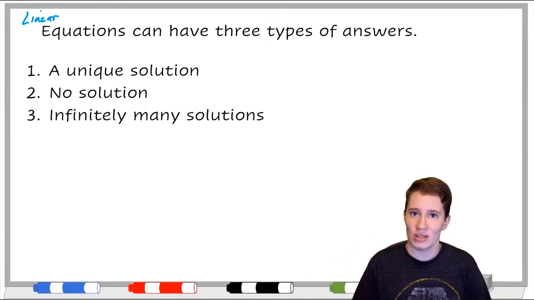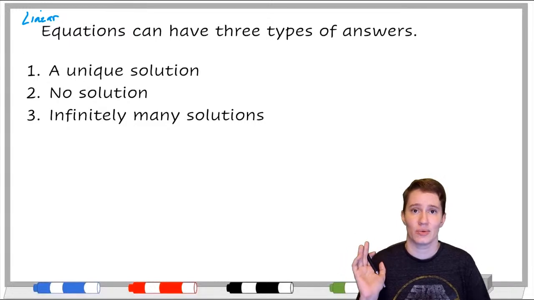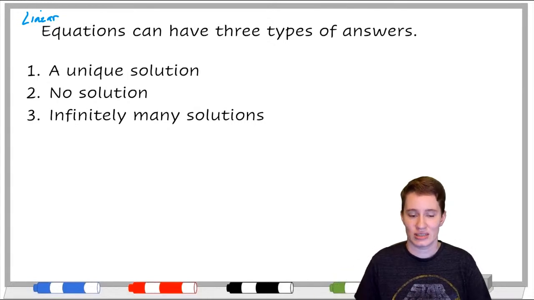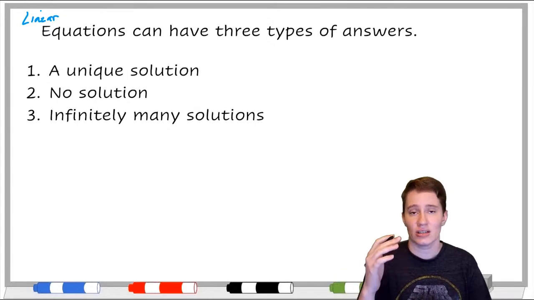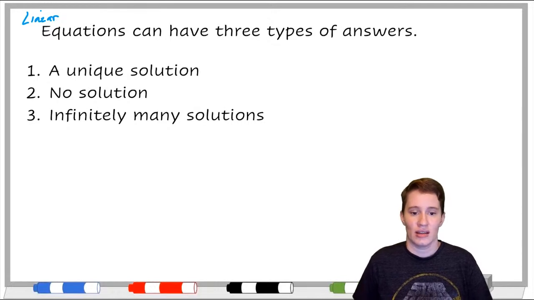When we're solving equations, we're trying to get solutions. So if we don't get a unique solution, we could get no solution at all. There's nothing that works for that equation. That's going to happen to us, and we're going to see how that happens. And the third one is that we could have infinitely many solutions. In the case of linear equations in particular, that means that our solutions are actually all real numbers.